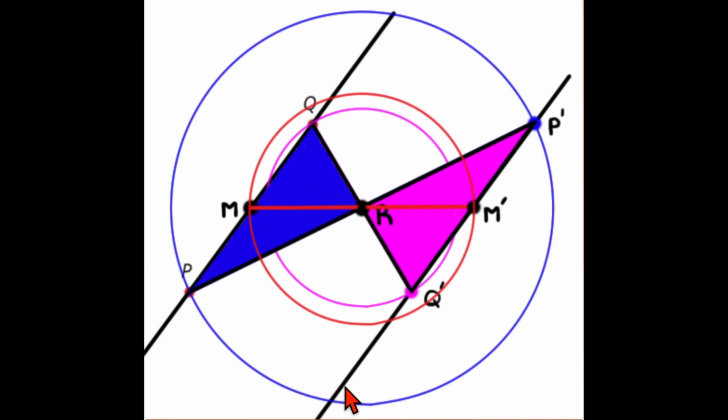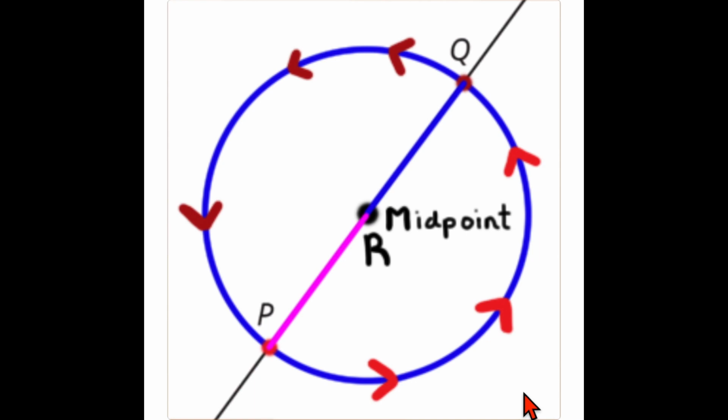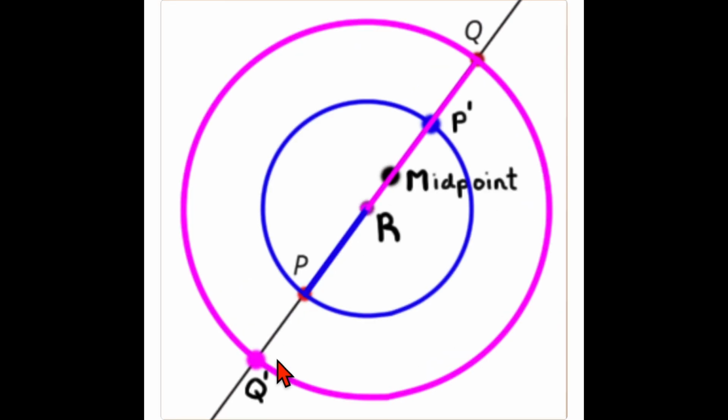In the first example, it only took one circle, P to Q. Both points are on the same circle, rotates 180 degrees from P to Q and from Q to P. And the second example, it took two circles because these 2 points, P and Q, are different distances from R. So it takes two circles to rotate 180 degrees to find the corresponding point. So P to P prime and Q to Q prime.